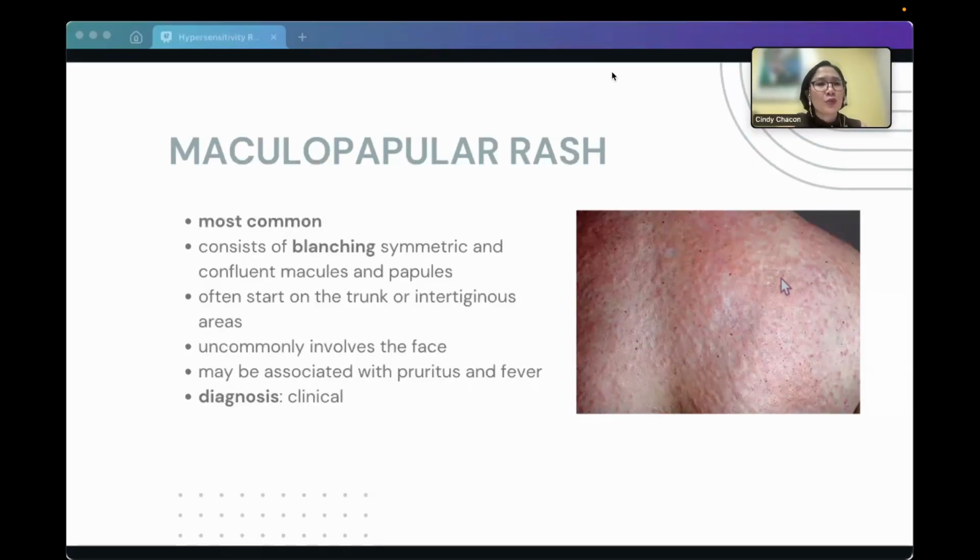It is important to be able to identify that the rashes are blanching, because a rash that doesn't blanch may pertain to a more serious infection. These types of rash would usually start on the trunk or intertriginous areas and would rarely involve the face. When there is extensive facial involvement, especially if there is edema, DIHS, or drug-induced hypersensitivity syndrome, which is a more severe type of reaction, may already be considered. This type of reaction may be associated with moderate to severe pruritus and fever.